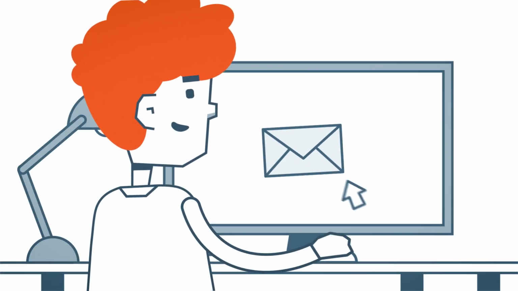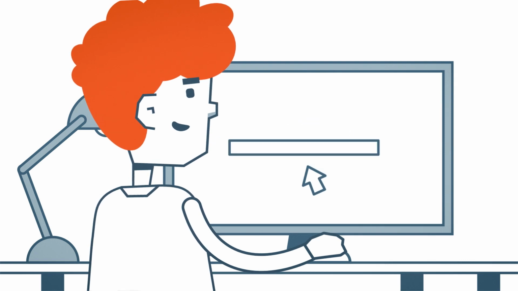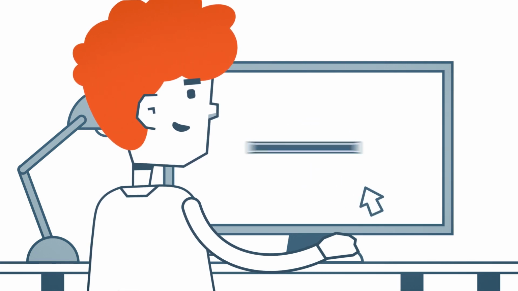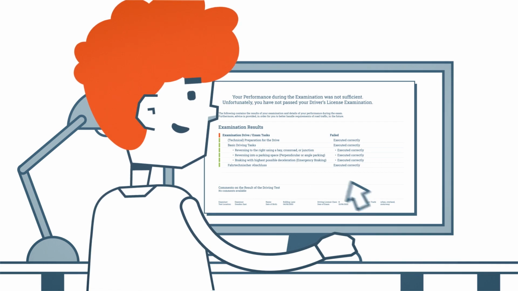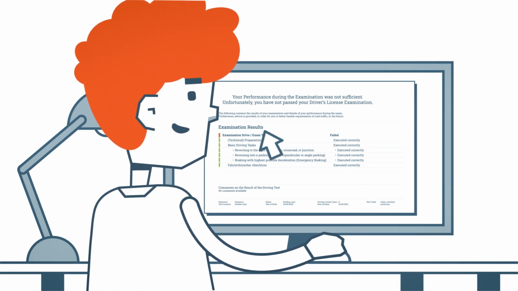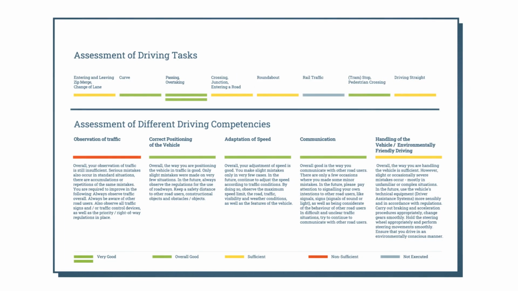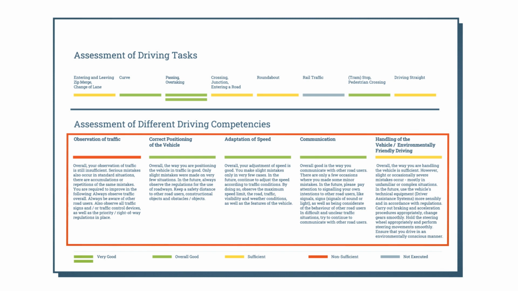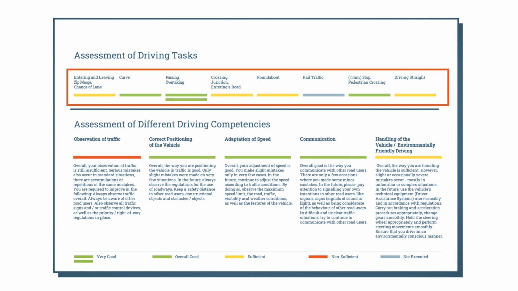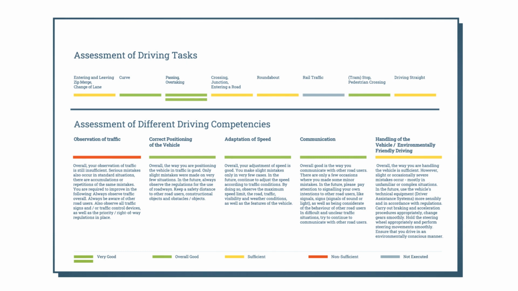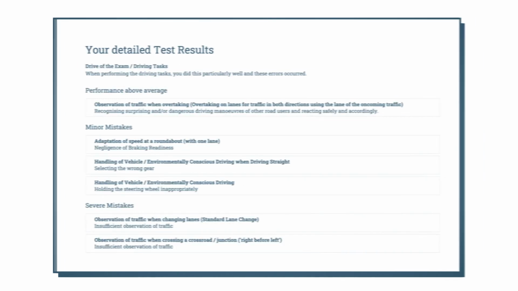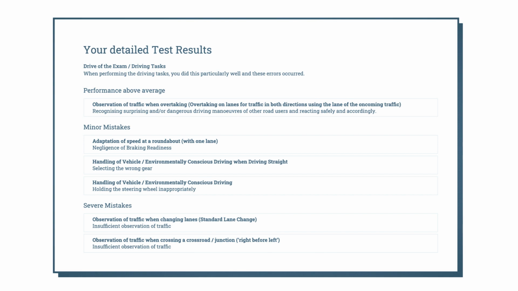Each candidate receives a written feedback on his performance, which can be used to further acquire driving skills after passing or failing the test. In addition to the test result, the written feedback, in particular, includes the examiner's overall assessment of the 5 driving competence areas and the 8 driving tasks. If one of these was not rated very good, the candidate will receive appropriate information on what he can improve in the future. Finally, the written feedback also contains the individual particularly good performances and mistakes.